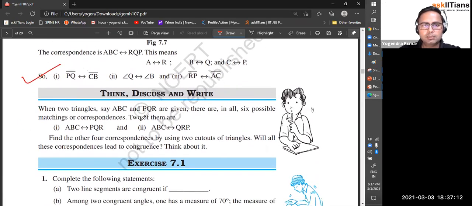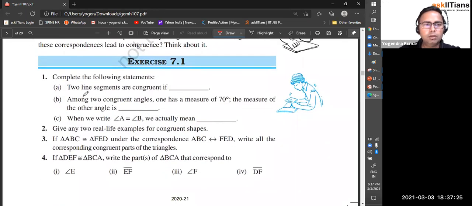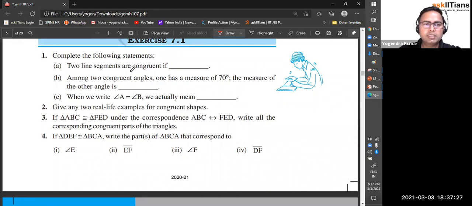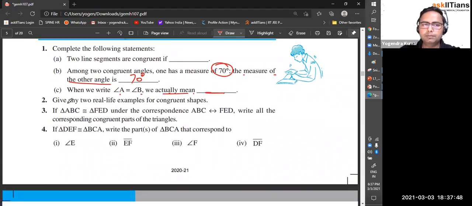Let's see, think, discuss what we write. When two triangles, say ABC and PQR, are given, there are in all 6 possibilities of matching corresponding parts. Two line segments are congruent if they are equal. Among two congruent angles, one has the measure of 70 degrees, so the measure of the other angle will be 70 degrees itself. When we write angle A is congruent to angle B, the symbol actually means they are corresponding.